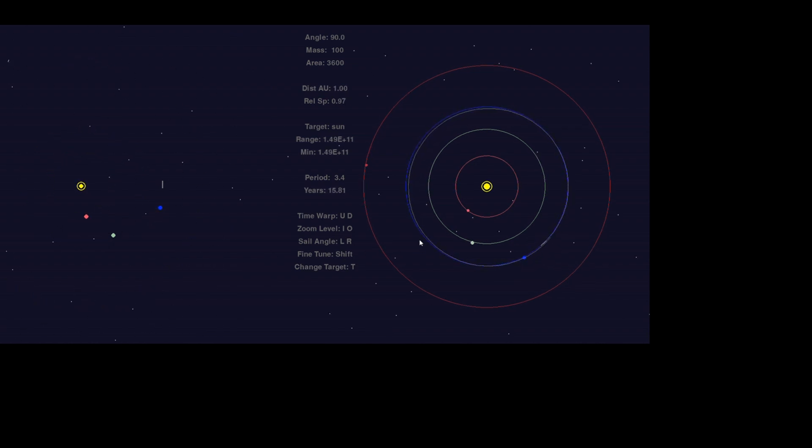So after 15 or 16 years, the Earth does catch up to the solar sail and eventually passes it. And I think it's knocked the solar sail out of its orbit a little bit due to the gravity. So that's an interesting result. That's a little bit unexpected.